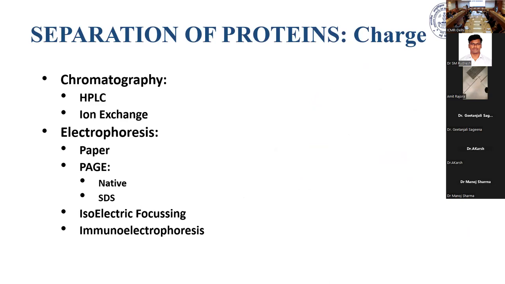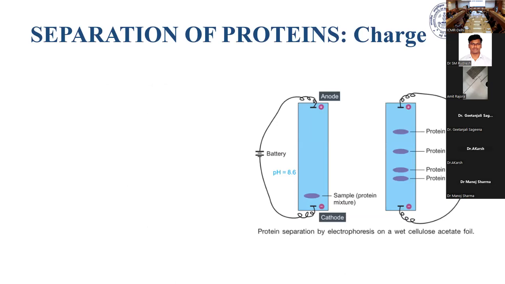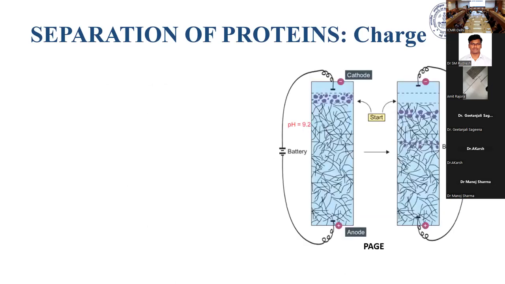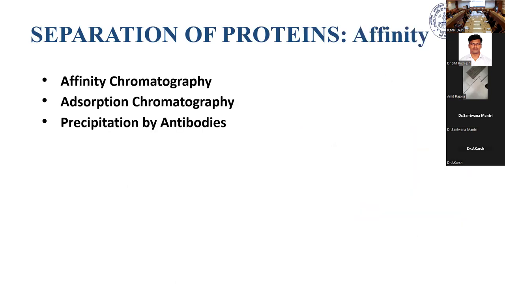If it is a charged protein, you can go for ion exchange chromatography, or you can use high performance liquid chromatography. If it is a charged particle, then you can go for electrophoresis, depending on whether you want to identify the protein or whether you don't know about the protein but you're trying to separate it. Different techniques will come into the picture. Okay, so we can have anionic chromatography, paper chromatography, polyacrylamide gel electrophoresis, isoelectric focusing. And lastly, based on affinity binding, you can have more techniques: affinity chromatography, absorption chromatography, precipitation of antibodies.